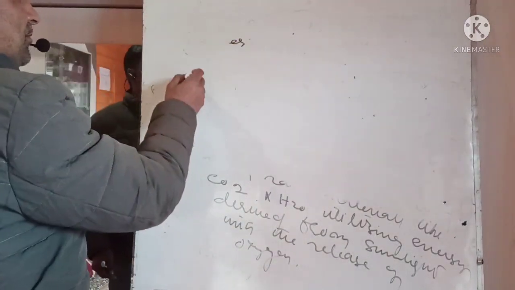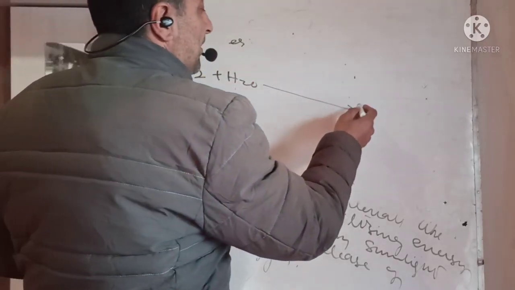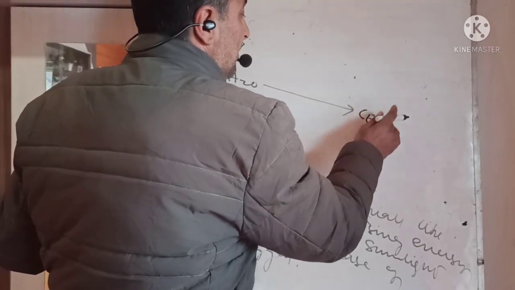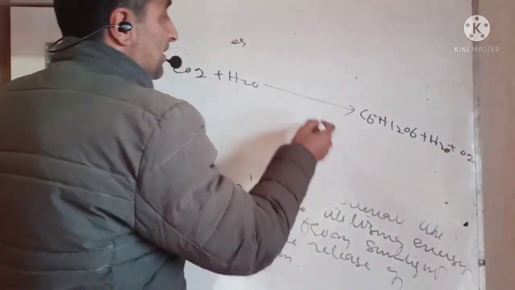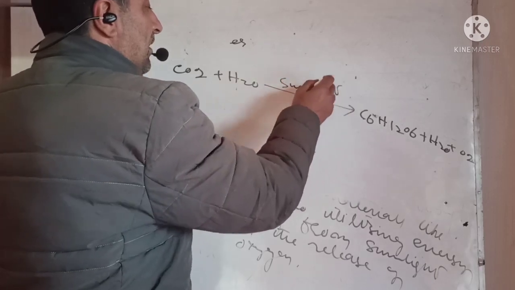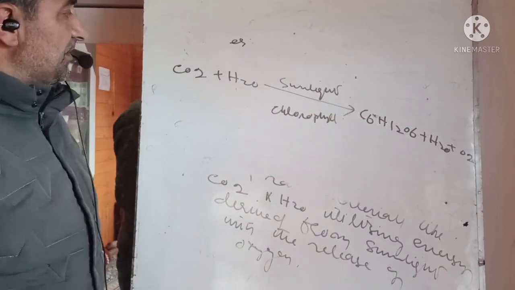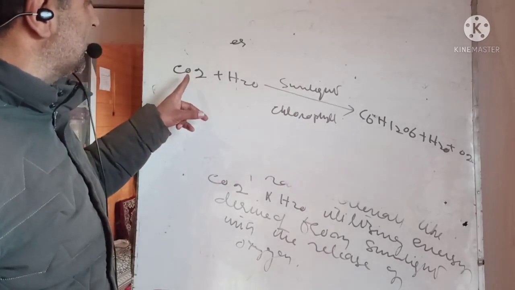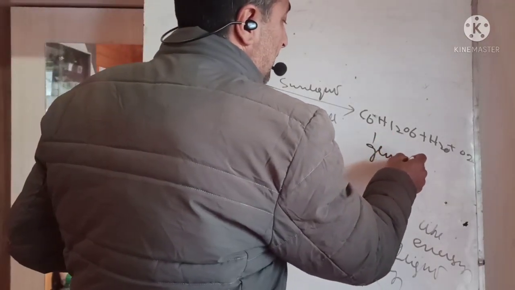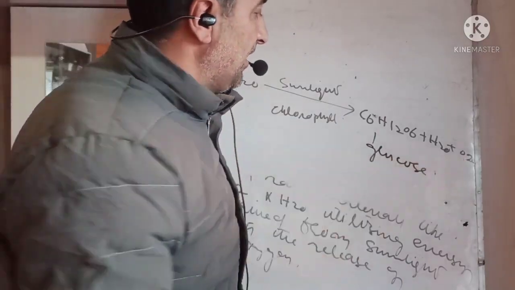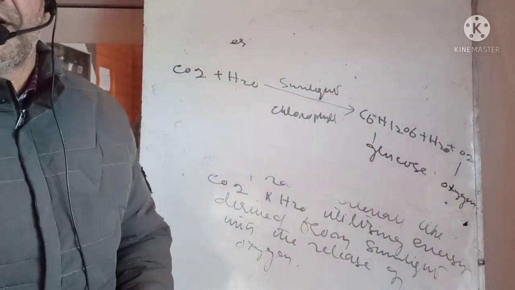For example, suppose this is one raw material, carbon dioxide, and this is water, and they form C6H12O6 plus water plus oxygen in the presence of sunlight and chlorophyll. So in this case, organisms prepare their own food from the raw materials like carbon dioxide and water, and they manufacture food that is called glucose. But during this process, oxygen is released, and that is why this is called oxygenic photosynthesis.